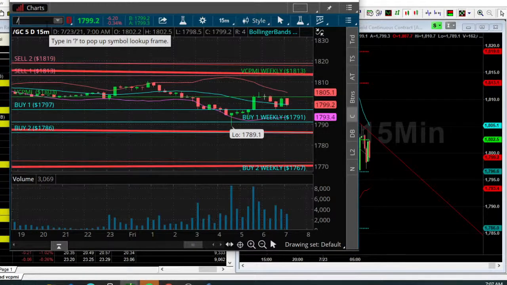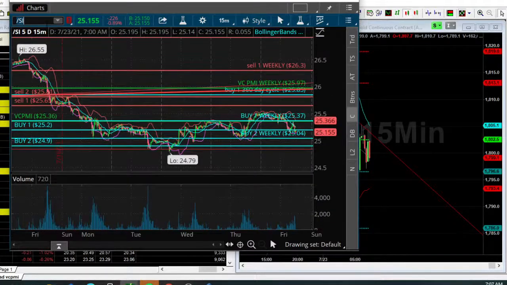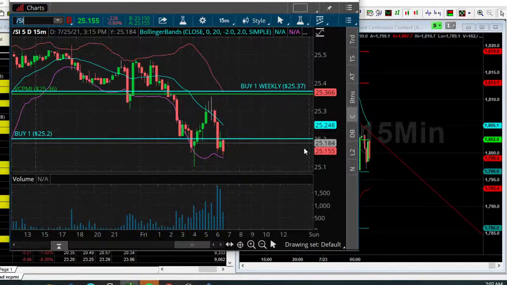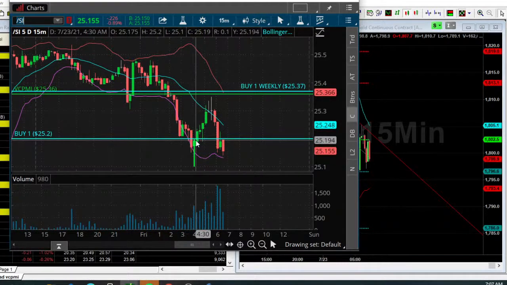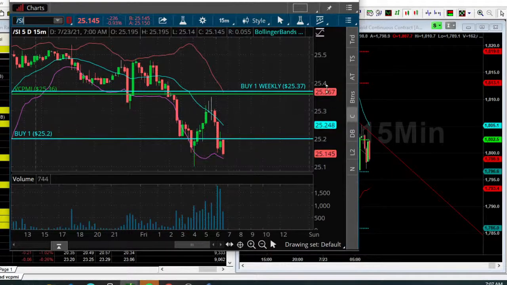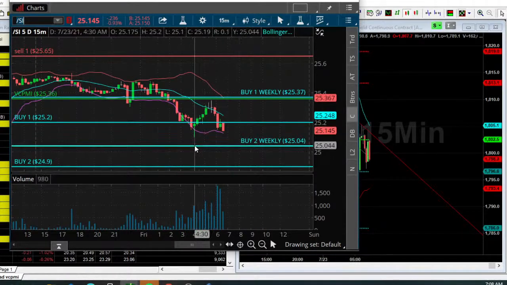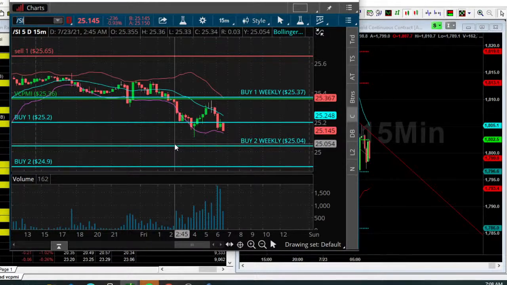Let's take a look at silver here. It's also been a bit choppy for the silver, activating a buy trigger from the 2520 daily, and for us it activated the buy trigger around the 2504, in that vicinity, even a bit lower.